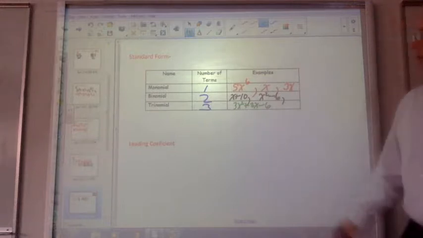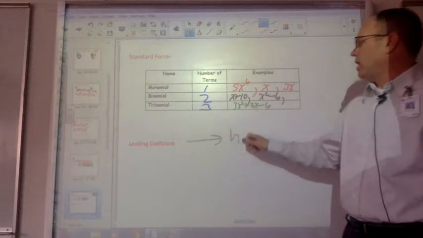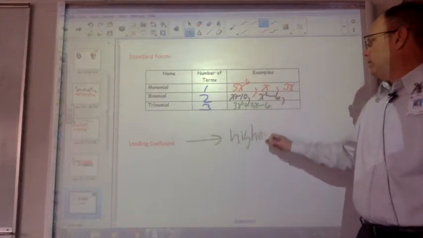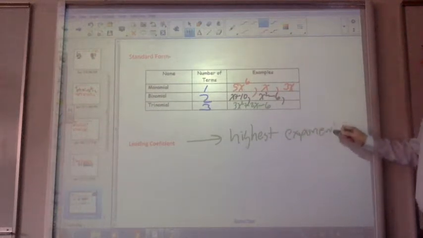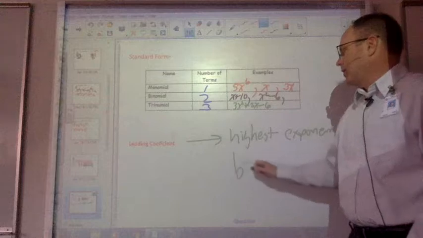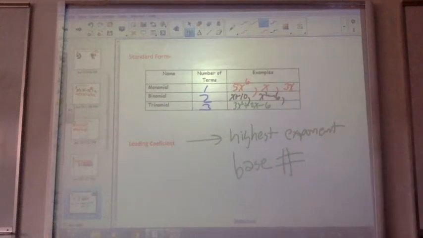The leading coefficient, you look wherever your highest exponent is, and the base number is your leading coefficient. That stands for number. I know it's hashtag in your guys' lingo. Okay, it's also called the pound sign.